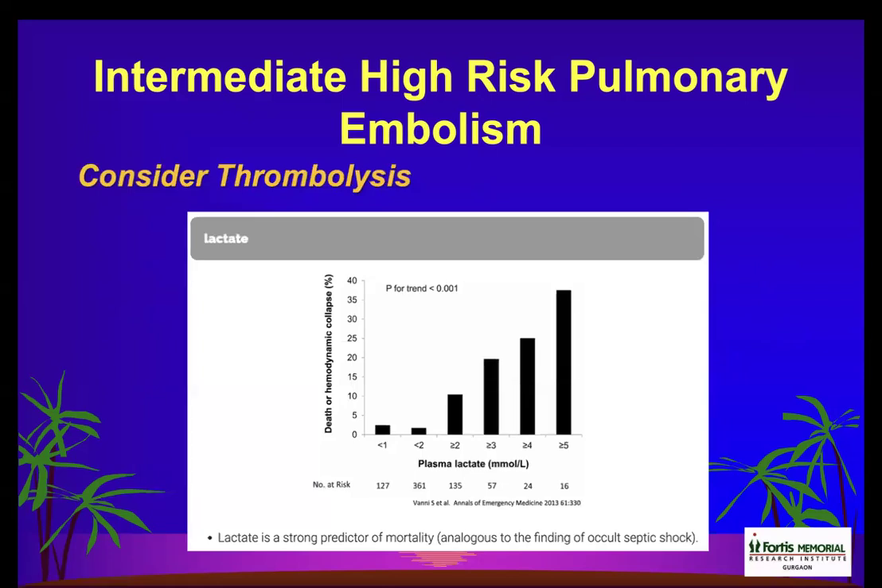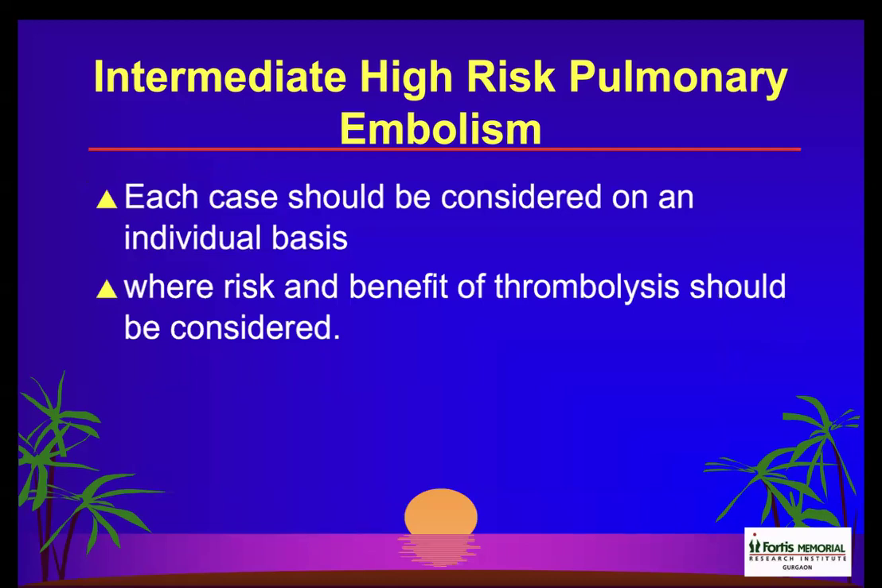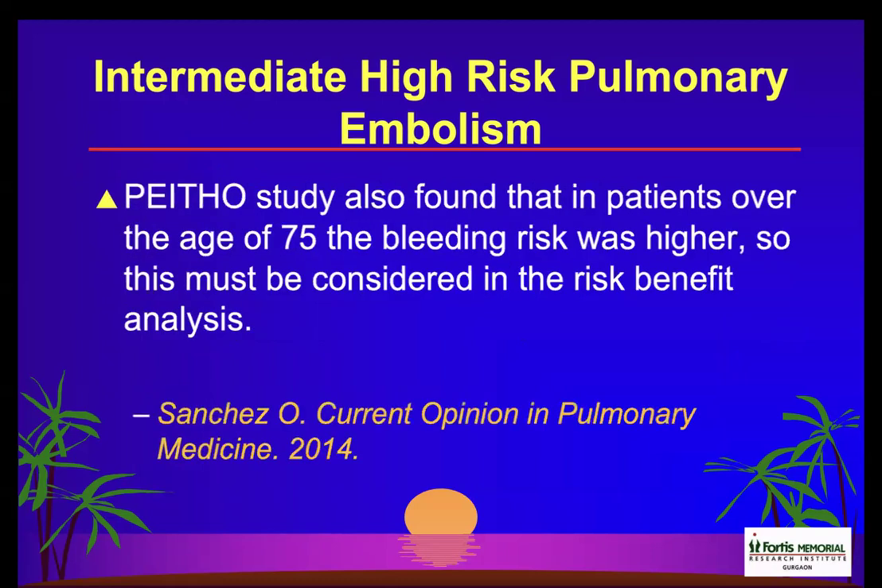Another important parameter is the lactate level, where high lactate levels are also associated with high risk of mortality. Especially if the lactate is more than 2 or more than 3, you can see the risk of mortality rises exponentially. And these patients may also be considered for thrombolysis if they have intermediate high-risk pulmonary embolism, even though they are hemodynamically stable. So therefore, each case should be considered on an individual basis, where the risk and benefit of thrombolysis should be weighed in the interest of the patient.